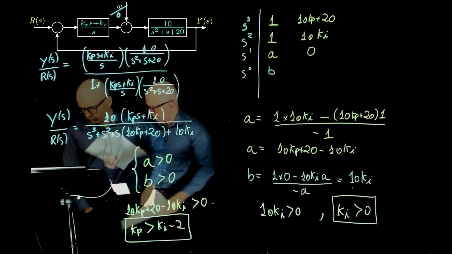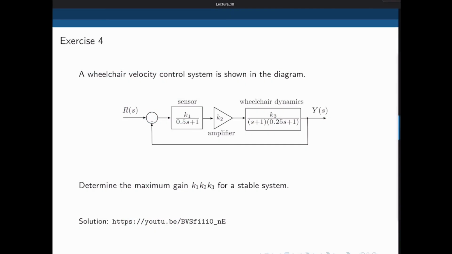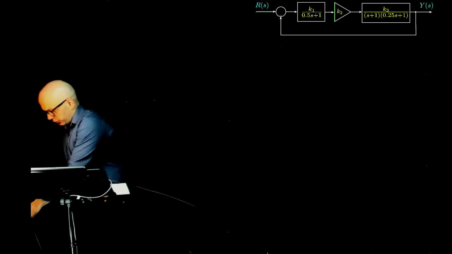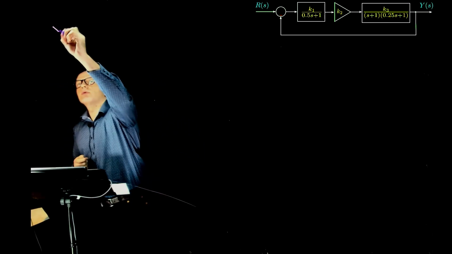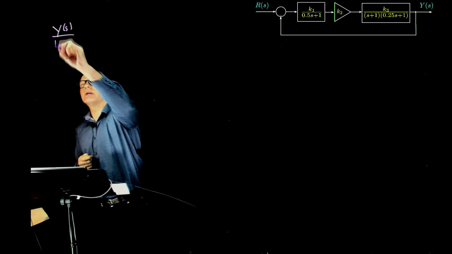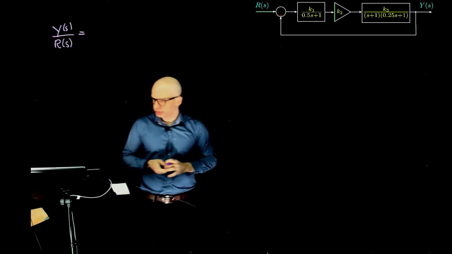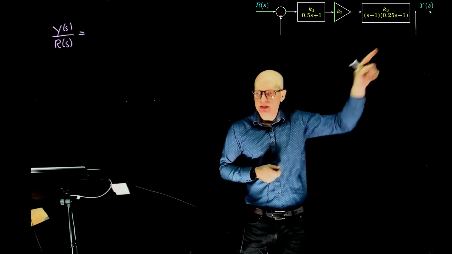Okay, let's do exercise 4. So the wheelchair velocity control system is shown in the diagram. Determine the maximum gain K1, K2, K3 for a stable system. You guys found the closed loop transfer function, Y over R. What is it? It's everything here multiplied, divided by 1 plus the same thing.